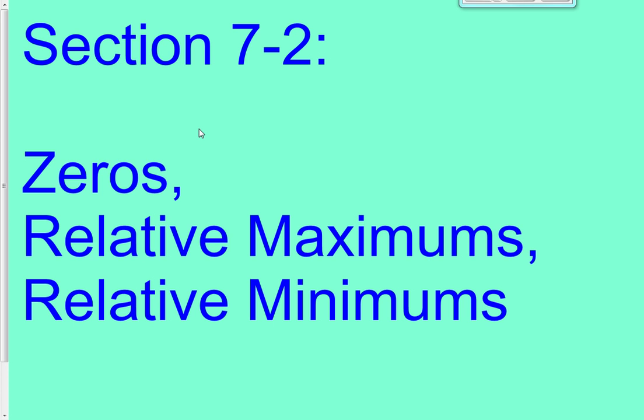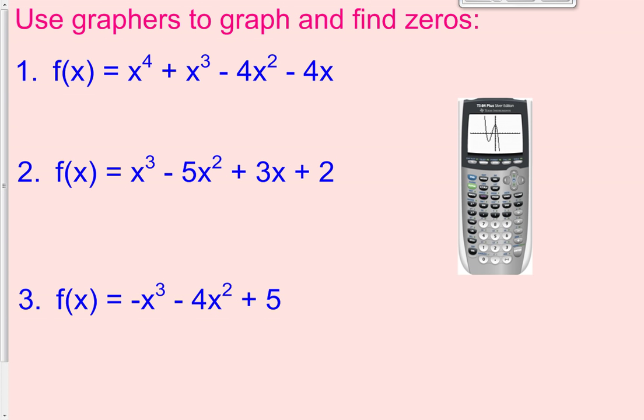What we're doing in this lesson is we're calculating the zeros of a polynomial function, their relative maximums and their relative minimums. First, let's calculate the zeros of a polynomial function.